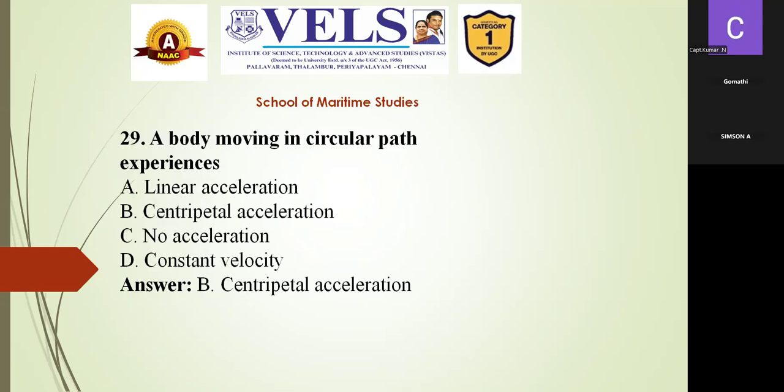Our next question is, speed of light in vacuum is 3 into 10 power 8 meters per second. Next question is, a body moving in a circular path experiences centripetal acceleration. When a body is moving in a circular path, it experiences centripetal acceleration. We can say A is equal to V square by R. A represents the acceleration, V the velocity, and R the radius.